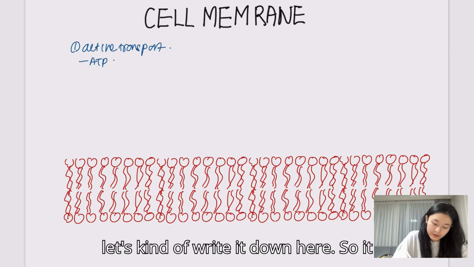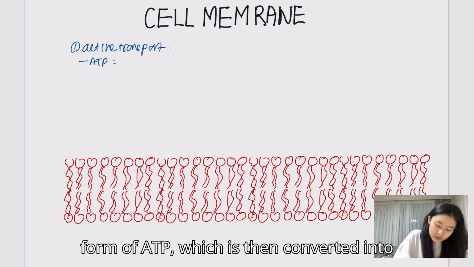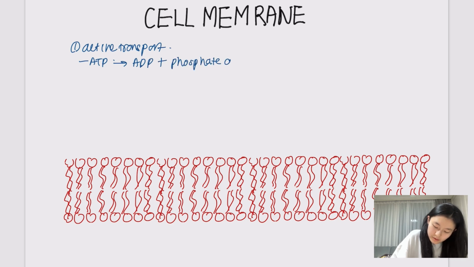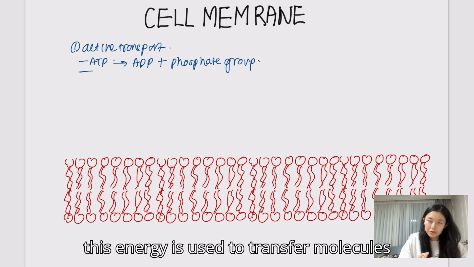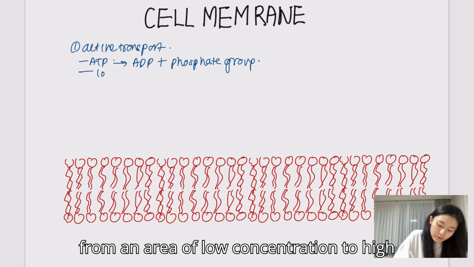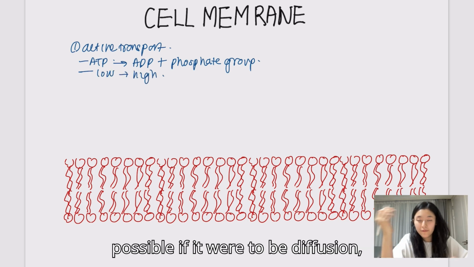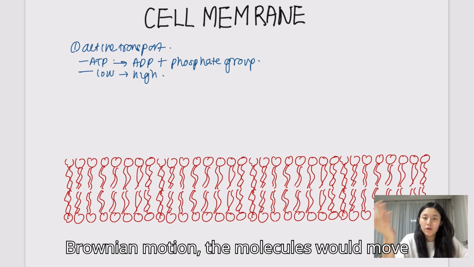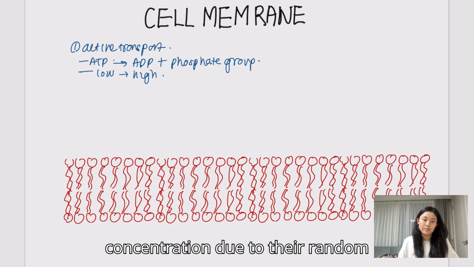So let's write it down here. So it uses energy, and it uses energy in the form of ATP, which is then converted into ADP plus a phosphate group, which produces energy in the process. And this energy is used to transport molecules from an area of low concentration to high concentration, which wouldn't exactly be possible if it were diffusion, because under Brownian motion, the molecules would move from an area of high concentration to low concentration due to their random motions.